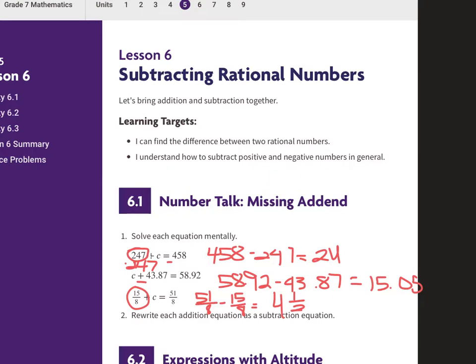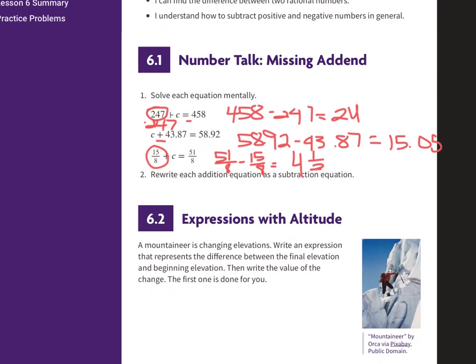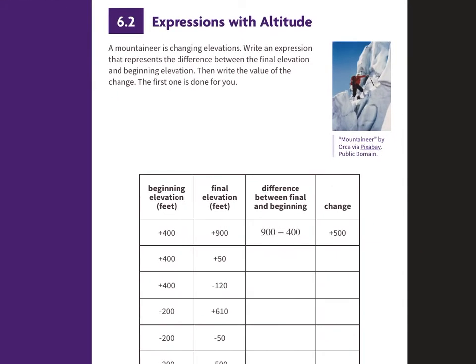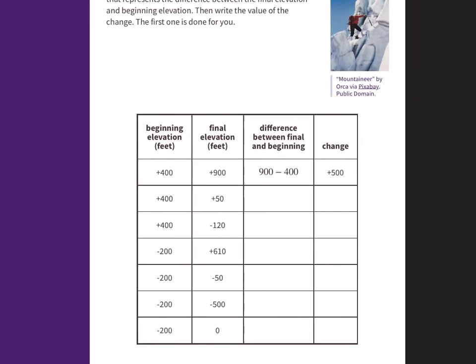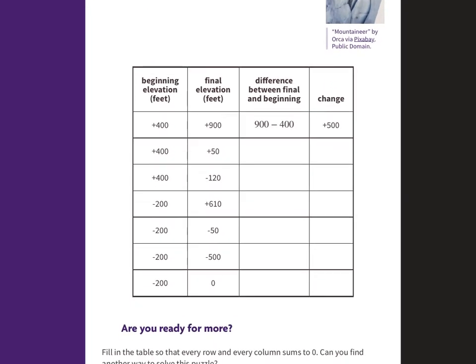All right, turning the page, 54. A mountaineer is changing elevations. Write an expression that represents the difference between the final elevation and the beginning elevation. So difference means subtract. So all we got to do is go final minus beginning. The first one's done for us, and it looks like my book is the same as your book.